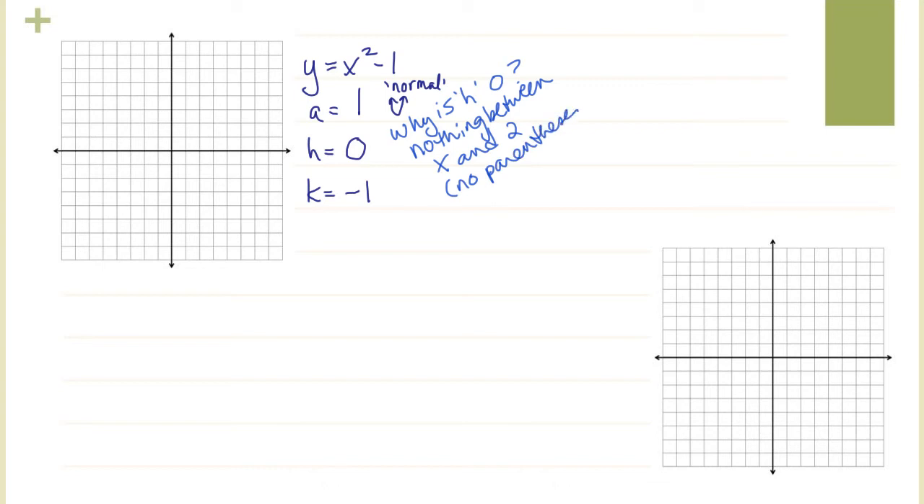Parentheses. That might not be spelled right. All right, so what's our vertex? Our vertex is (0, -1). So this vertex is just shifted down 1.